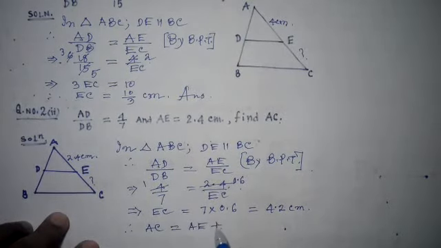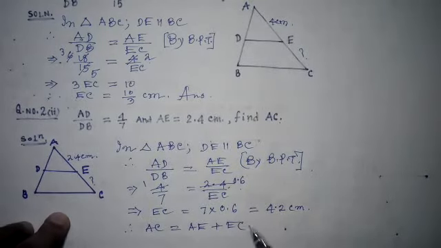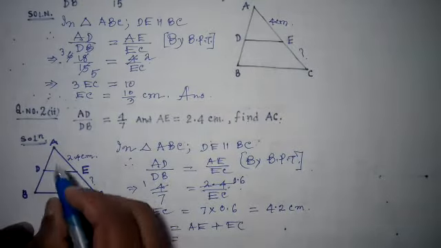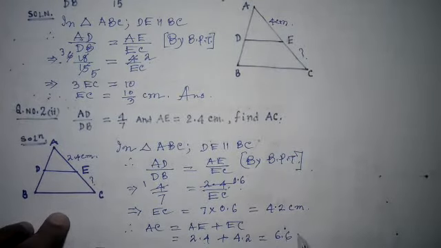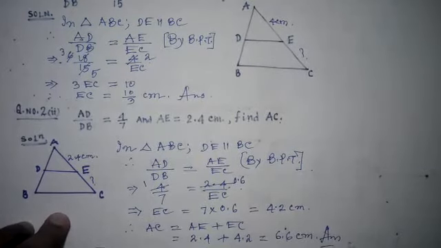AE plus EC we can write. AE plus EC. Then what is the value of AE? AE is 2.4. 2.4 plus EC we have calculated 4.2. So add this 2.4 plus 4.2, it will be 6.6. Question given in centimeter, so we can write here centimeter. That is the answer of the sum.